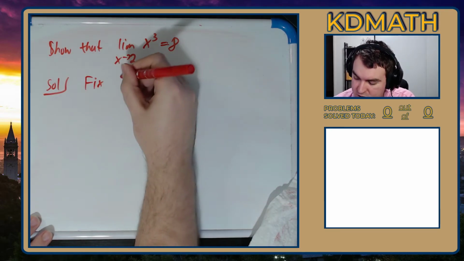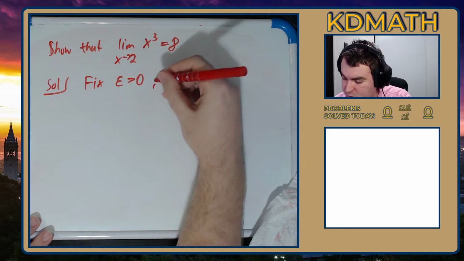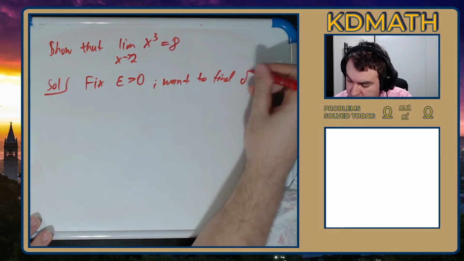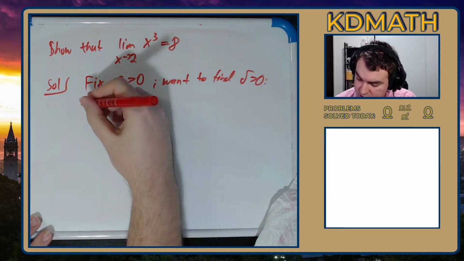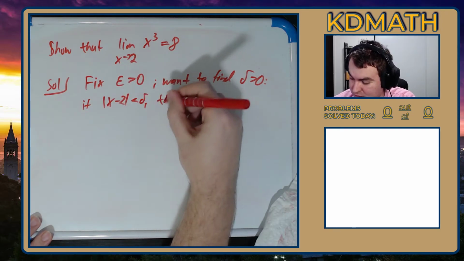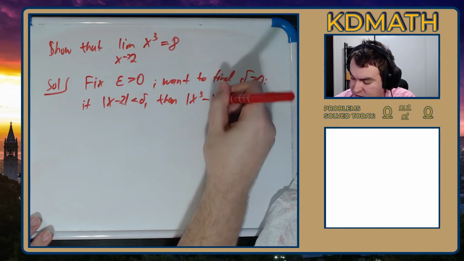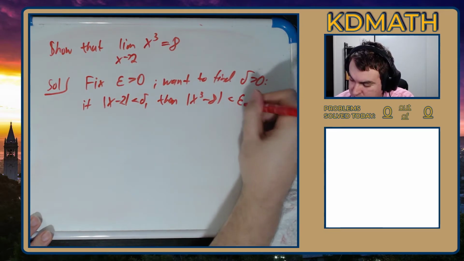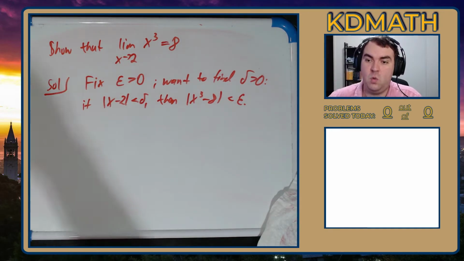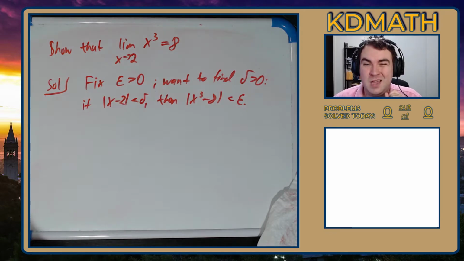Let epsilon be greater than 0. We want to find delta greater than 0 such that if absolute value of x minus 2 is less than delta, then absolute value of x cubed minus 8 is less than epsilon. Same thing. The first two lines of this solution are always going to be the same. After the first two lines, we have to do something else. We have to apply our gray matter and try to come up with what is actually going on here.